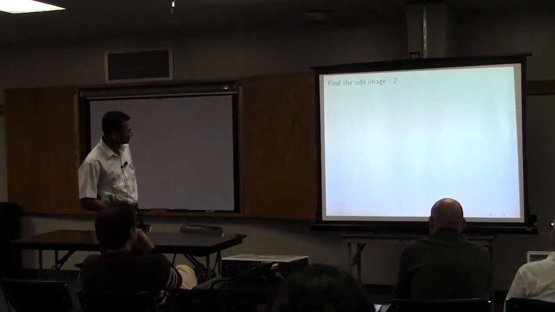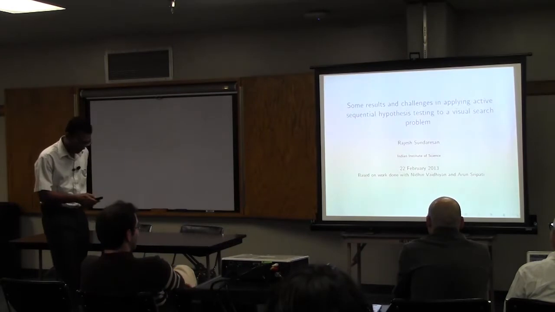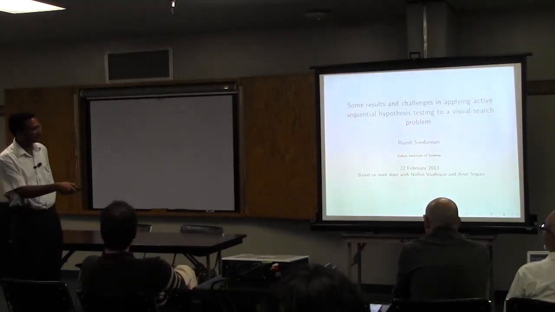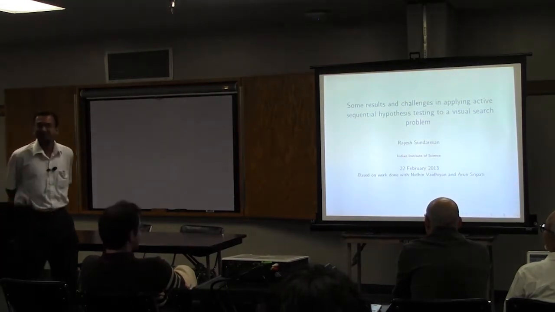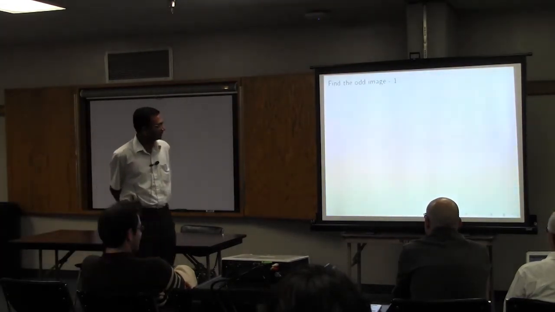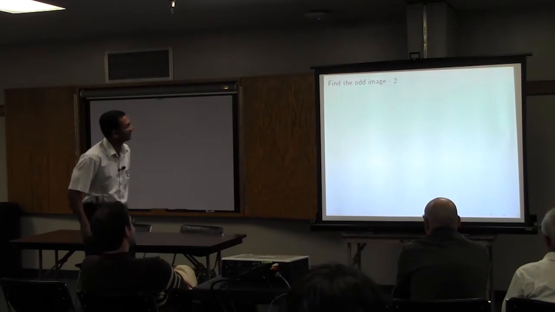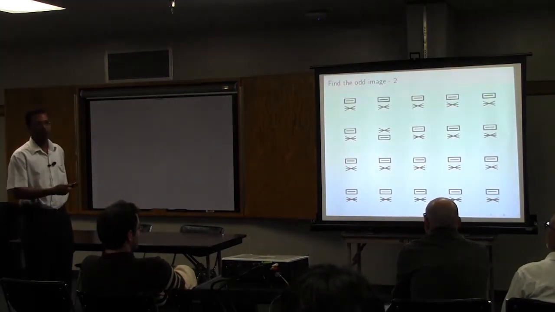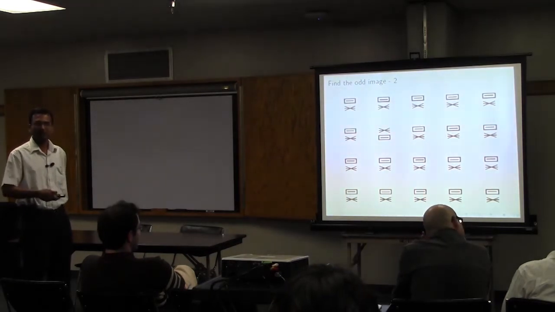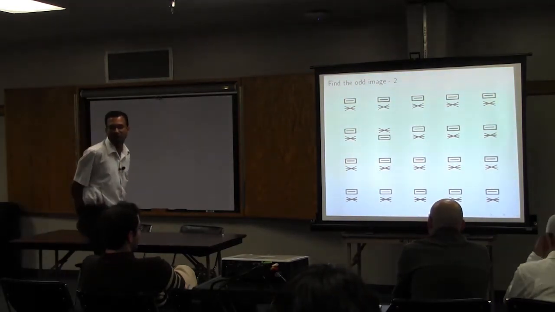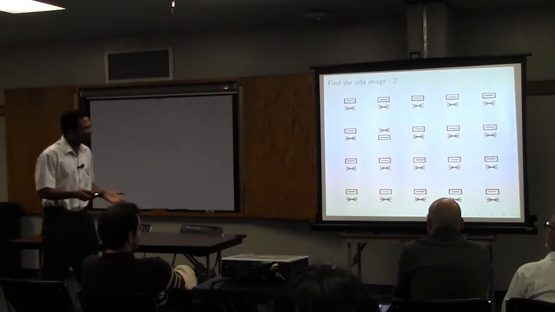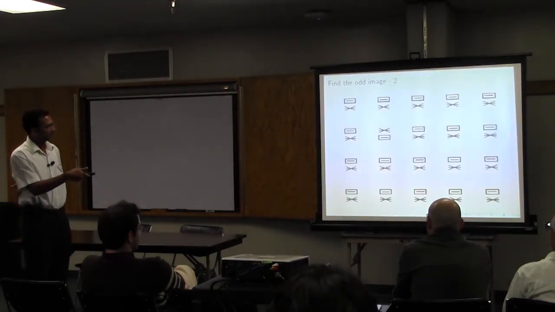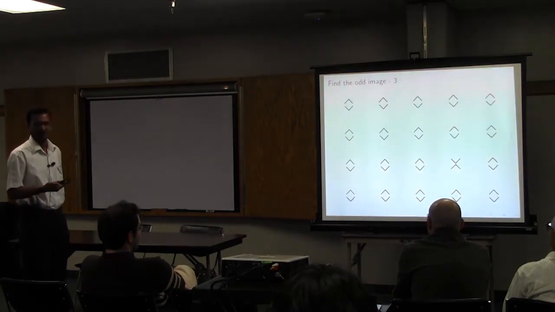So let me go back to the first slide, and what I'm going to talk about is the outcome of some discussions and some work that I have done with a student and a neuroscientist, Arun Sripathi. So the point here is that there were some images where one took a little longer to find the odd one, and others where it was much easier. Most people find the first one a little difficult, this one a little easier, and the third one the easiest.